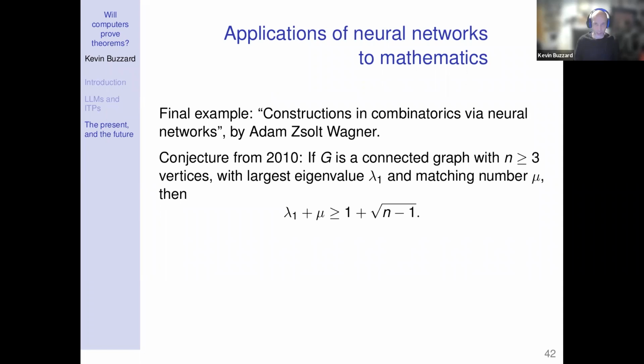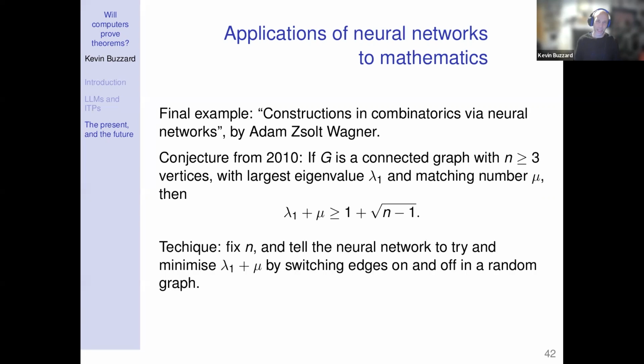So here's a conjecture. If G is a connected graph with at least 3 vertices, and lambda 1 and mu are certain numerical invariants that you can attach to that graph, the idea is that lambda 1 plus mu is going to be at least some number that depends only on the number of vertices. So that conjecture has been around for over 10 years.